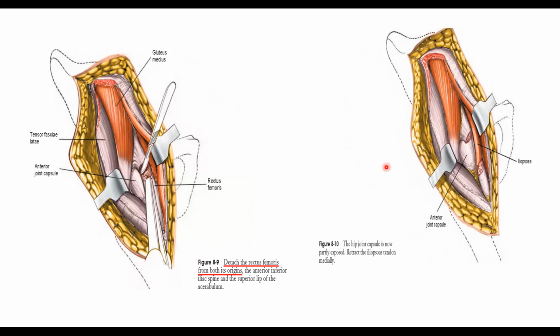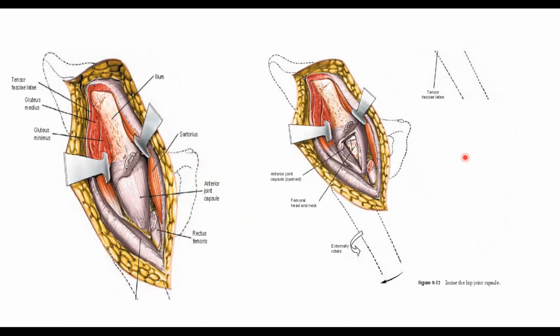Yes, you can see here they are detaching the rectus femoris. This is the area you can see. They are detaching the rectus femoris from both its origins. One is from the anterior inferior iliac spine, another one is from the superior lip of the acetabulum. Then now the capsule is exposed. You can beautifully see this. This is the anterior joint capsule.